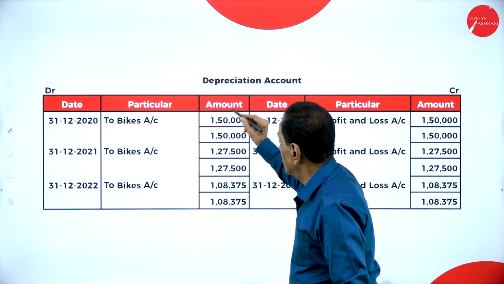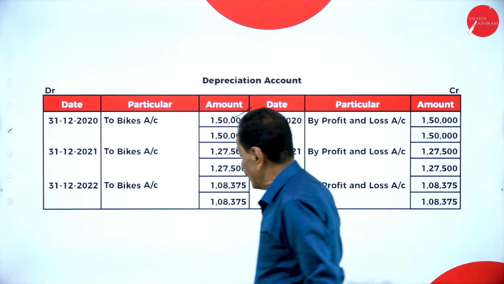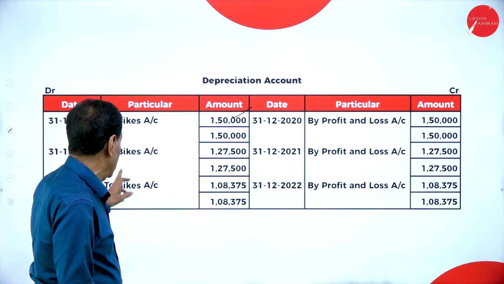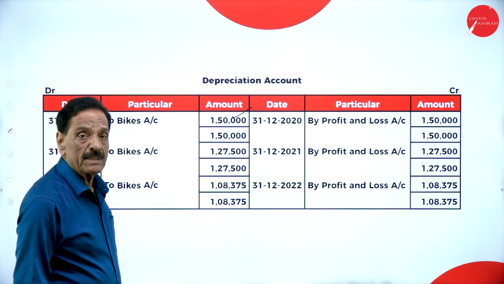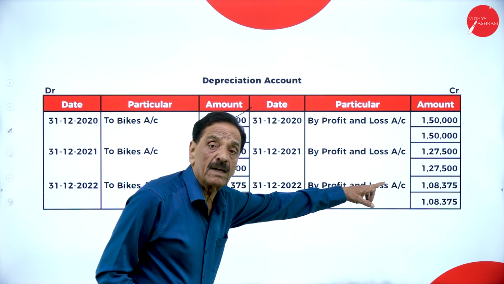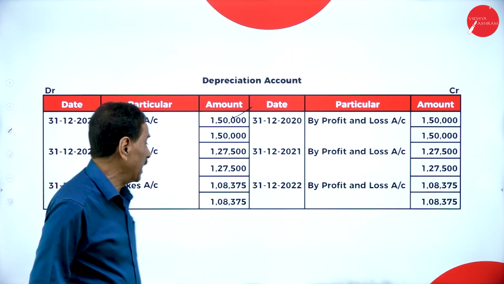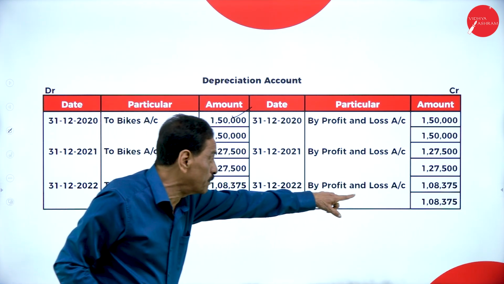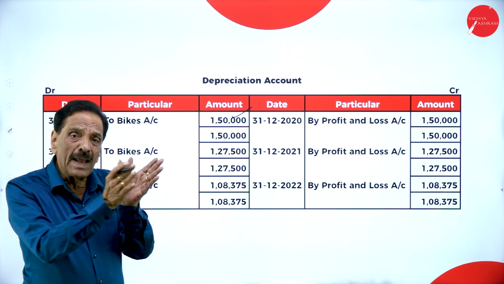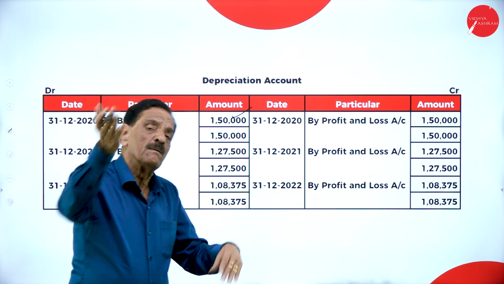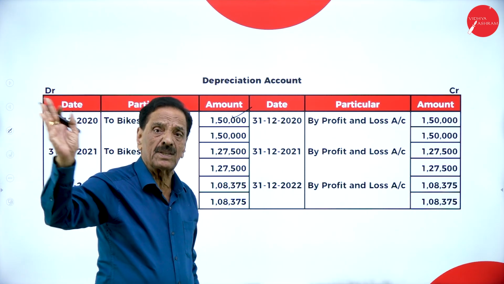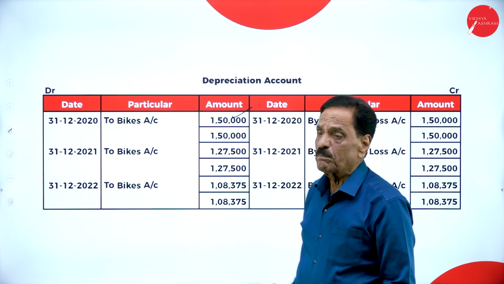Now, depreciation account debit to bike account 1 lakh 50,000, transfer to P&L account 1 lakh 50,000. To bike account 1 lakh 27,500, by profit and loss account 1 lakh 27,500. So, to bikes account 108,375, transfer to P&L account 108,375. All have been transferred with entry: profit and loss account debit to interest account, to depreciation account. The entry should be perfect.